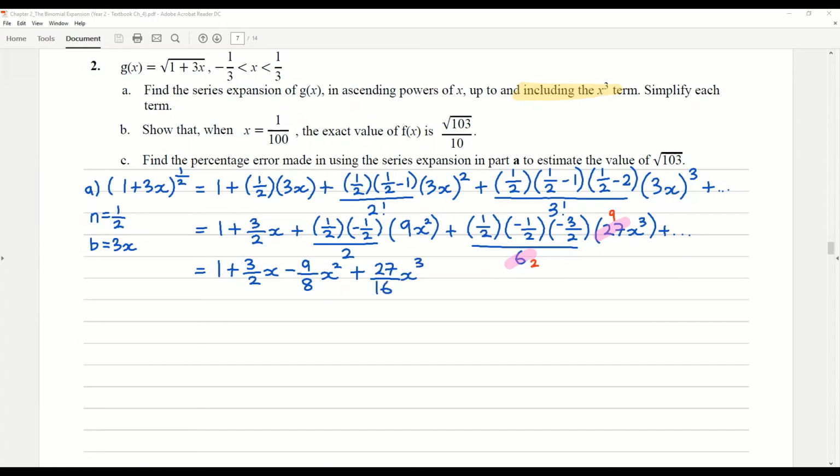Okay, so hopefully you got that. That seems to be the expansion up to and including the x cubed term. And it does say to simplify each term. If you notice, these are all fractions, aren't they? So please simplify your fractions like I've done with the cancellation. Right, moving on to part B.